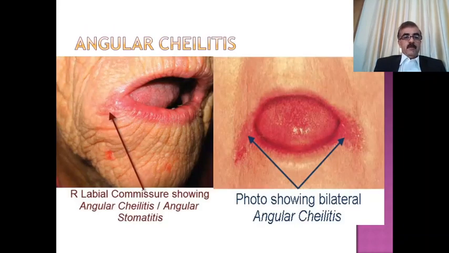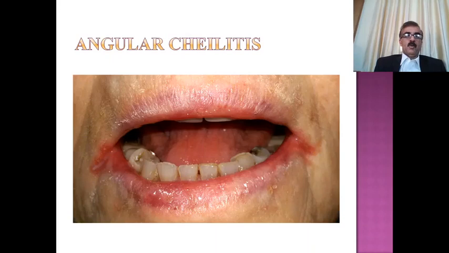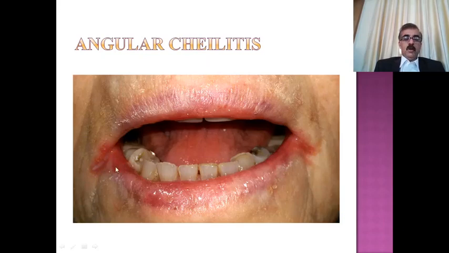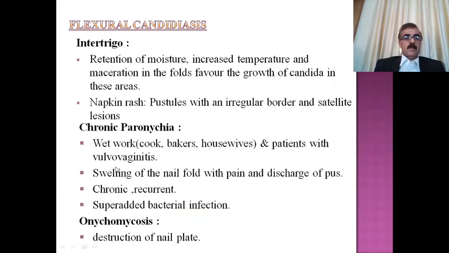Another picture where unilateral angular cheilitis is there. A right labial commissure shows angular cheilitis, and in the second picture we can see a bilateral presentation of angular cheilitis. Erythematous fissures are there at the angle of mouth. Again, we can see in this picture satellite lesions are also there. So this is a clue for candidal angular cheilitis.